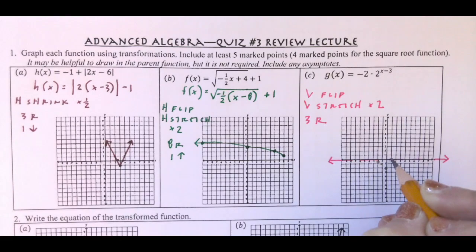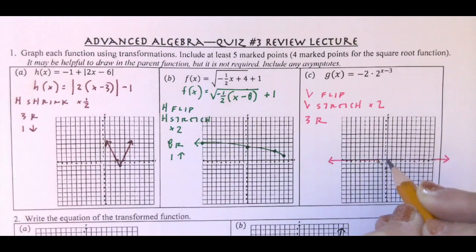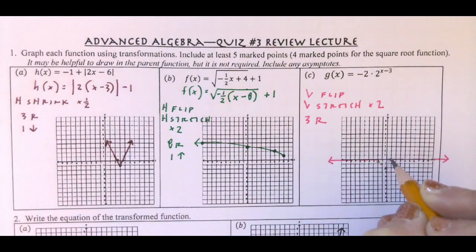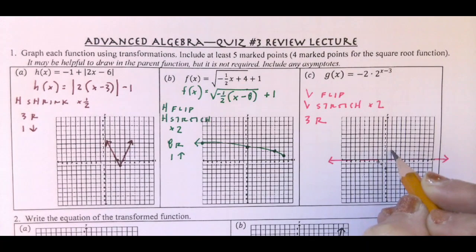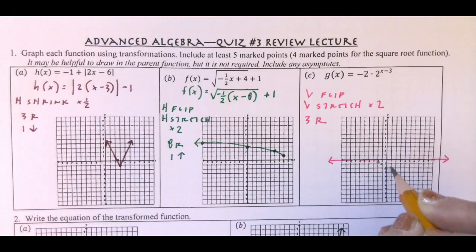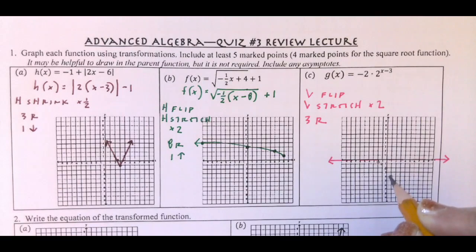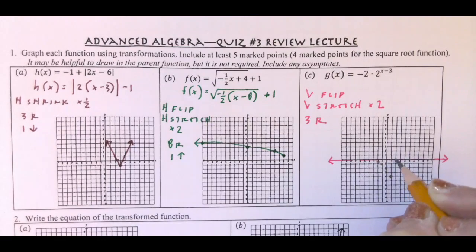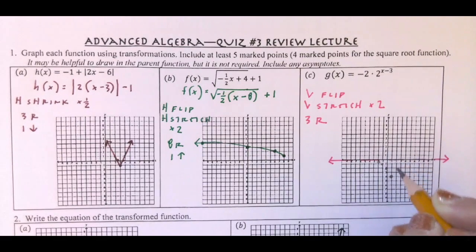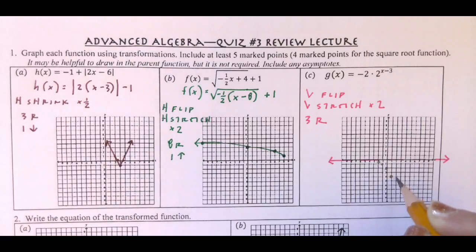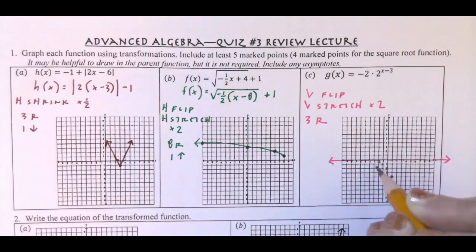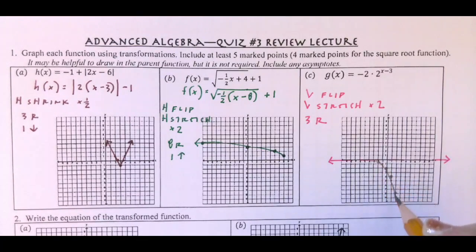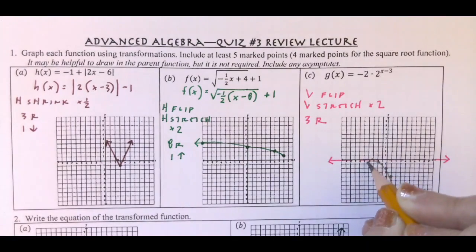Okay, next point would normally be over 1 here, okay? And then up 2, but I need to flip it and double it. So I'm going down 4, okay? And then that last one that I usually plot, right, over 2 and up 4, so I flip it and double it to make it 8. So right there. I'm doing this in pencil. It's not my final draft.